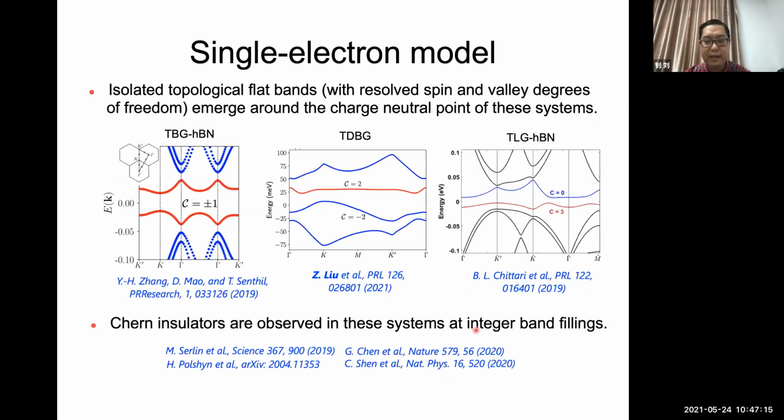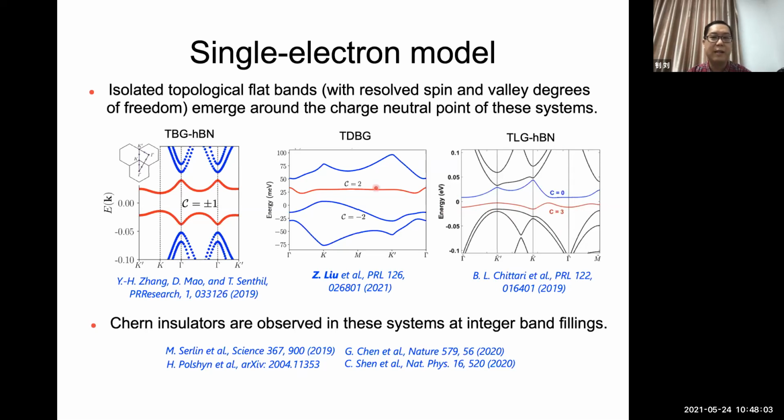Okay, then if we diagonalize this single electron model, we can see that there are indeed topological flat bands in the Moire superlattices. For example, in this TBG HBN model, we can see that near the charge neutral point, we have two topological bands with Chern number +1 and -1. And in twisted double bilayer graphene, if we do similar calculations, we can find near the charge neutral point, we can have higher Chern number conduction and valence bands. And in trilayer graphene aligned with boron nitride, the conduction band near the charge neutral point carries Chern number 3, and it can be tuned to be very flat.